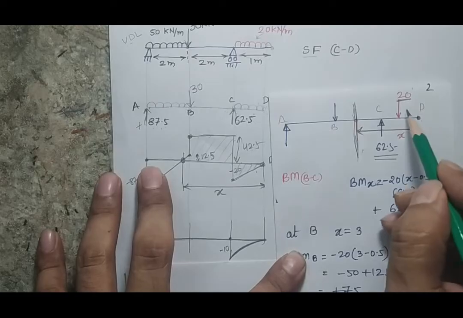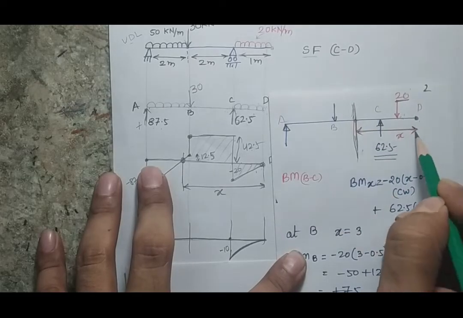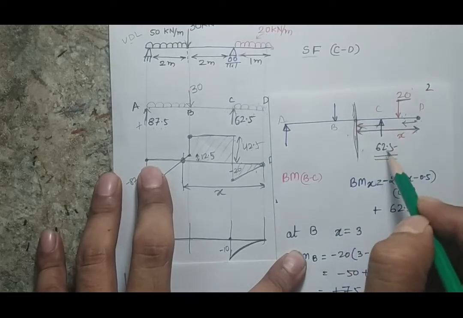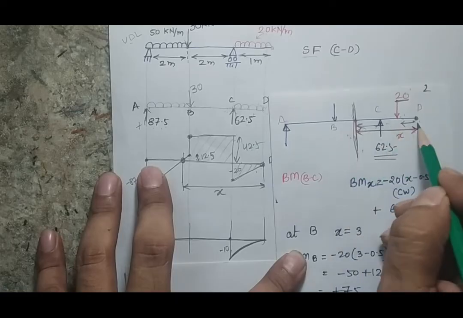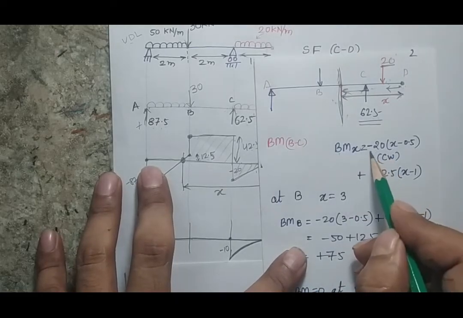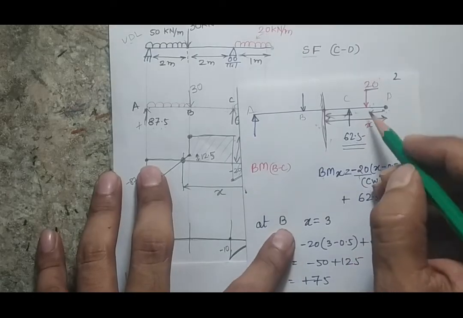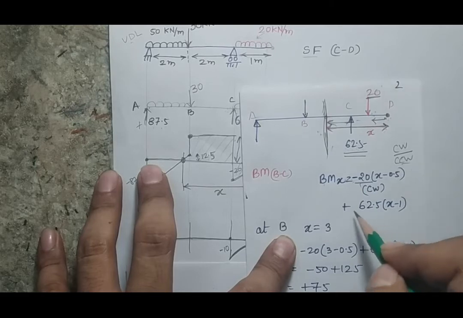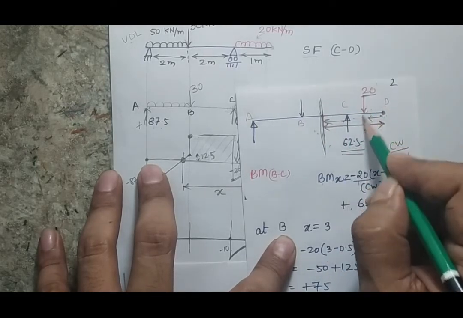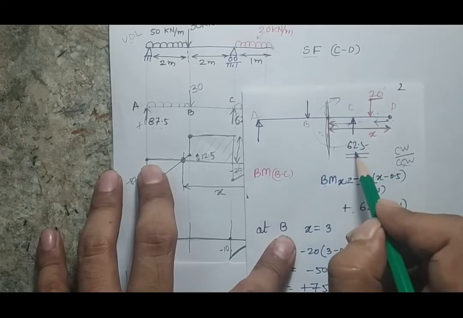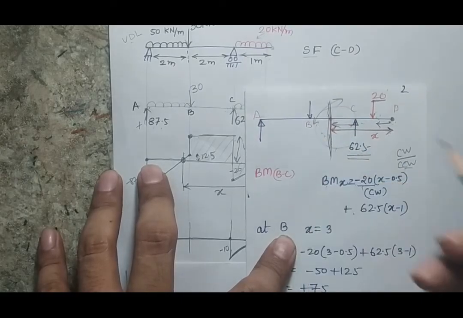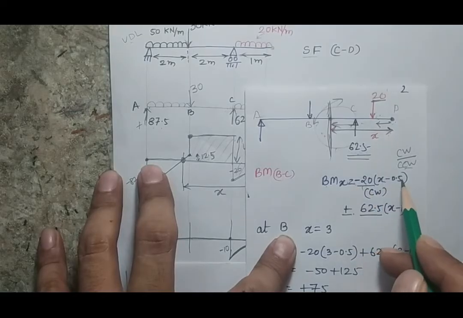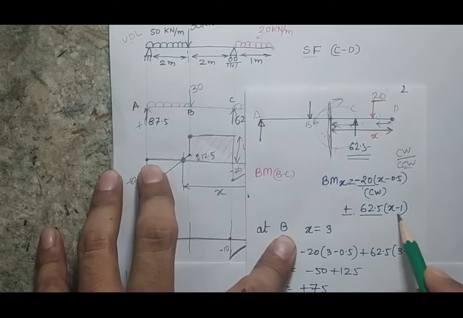So this section will have 20 into this length. This length is x minus 0.5, and 62.5 into this distance, so that would be 62.5 into x minus 1. So my bending moment equation will be minus 20. Why am I putting minus? Because I know that clockwise bending moment should be negative and counterclockwise would be positive. So this 20 has a clockwise sense here. On the other hand, 62.5 has a counterclockwise sense. So this is plus 62.5, this is minus 20, and the distance is x minus 0.5. Here the distance is x minus 1.